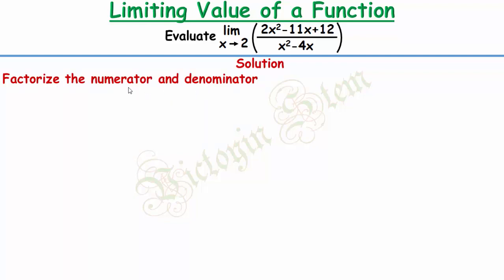Take note, it's not all quadratic expressions that can be factorized, but in this case we need to find out. So first I'll pick my numerator and I'll break the numerator into two parts. The product of the end terms, which is 2x² and 12, will give us plus 24x², and then the middle term, which is minus 11x.